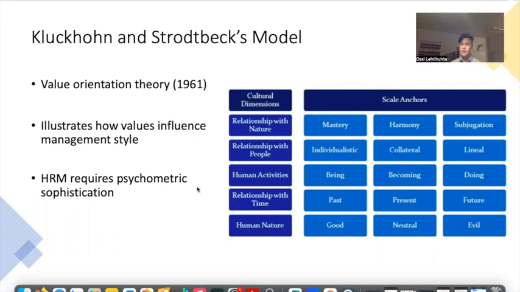Now I will analyze Kluckhohn and Strodtbeck's model, which is a value orientation theory from 1961. It illustrates how values influence management style. The main idea is that different cultures must all answer a limited number of universal problems, which have value-based solutions, but that different cultures prefer certain things among these solutions.